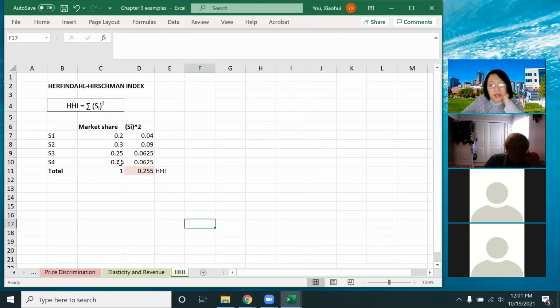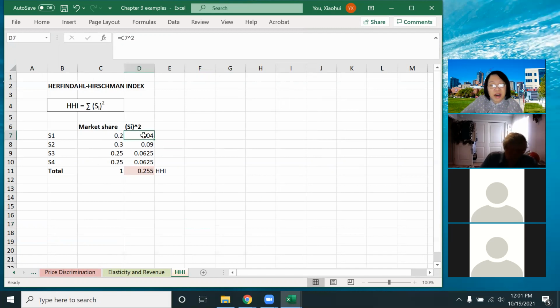So this is the share. Since only 4 firms, the total share should be equal to 1. And then how to calculate the Herfindahl-Hirschman index? That's HHI. The first thing you need to do is the summation of the share squared. First you need to take each share and take the square, and then the summation means you sum all these together. So that's why I do it this way.